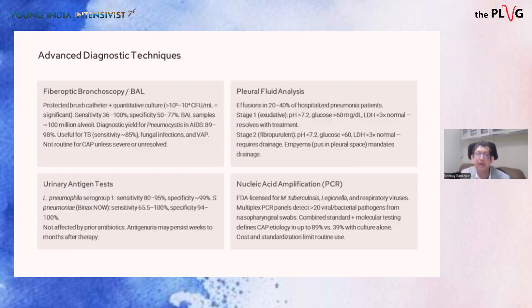If you're taking a BAL fluid, that's best, or you can do it from sputum, but you have to think that there may be 89% sensitivity in these cases.